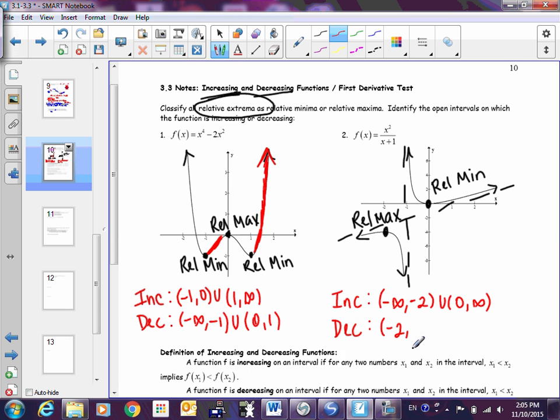Go ahead and compare your answer to mine, and I haven't finished my decreasing because I have a question. So from -2, from this little relative max through the asymptote, the graph is decreasing. f of x is decreasing. And f of x is decreasing on the other side of the asymptote. So can I just go -2, comma 0?